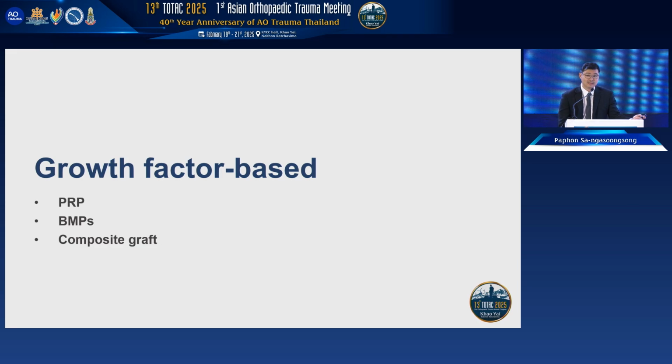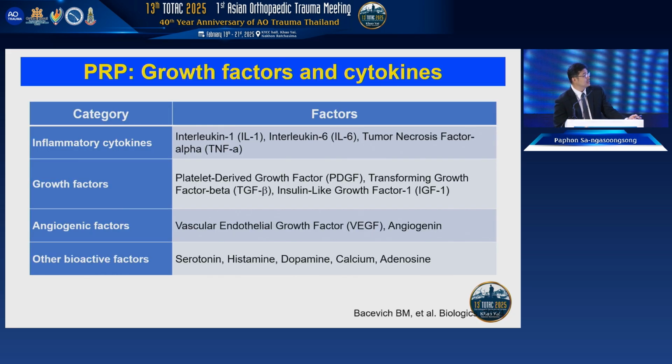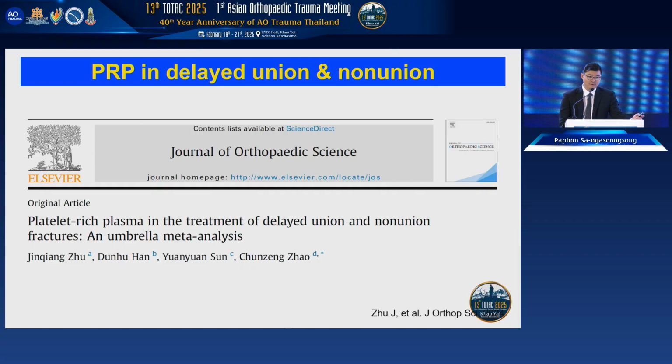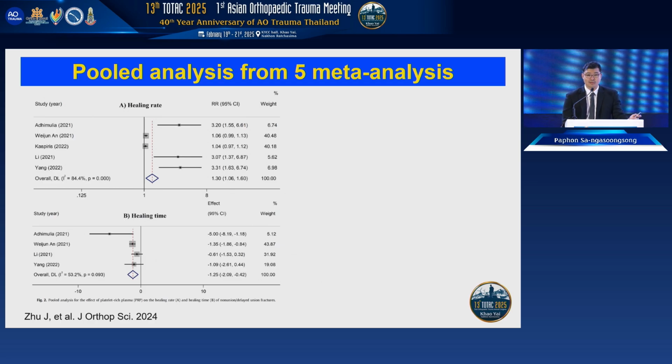Next is the growth factor base. I will start with platelet-rich plasma. When you concentrate the platelets, the growth factors and cytokines in the platelet concentrate become available in large amounts, and therefore there are many meta-analyses before 2022 showing that PRP helps fracture healing. However, in 2023, there was an umbrella analysis that tried to check the quality of the evidence for PRP in fracture healing. At first, in the pooled analysis from 5 previous meta-analyses, the fracture healing time and healing rate were significantly better with PRP.